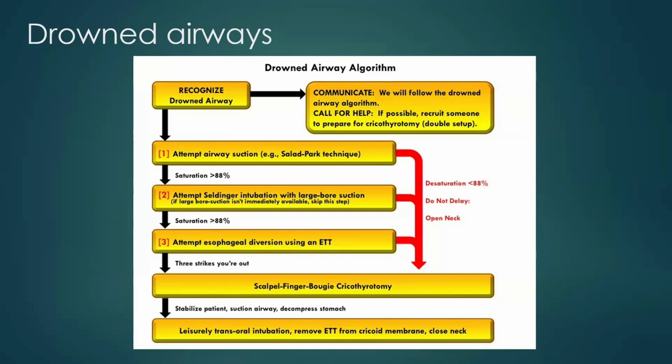So if you do desaturate, you're not going to delay, and you're going to be moving to essentially a front of neck axis. But you can use the SALAD technique. The way that this is described is that you will be introducing a suction catheter with your laryngoscope blade and essentially suctioning as you're going in with the laryngoscope, and then hopefully that will allow you to see where the cords are and you can pass your tube.